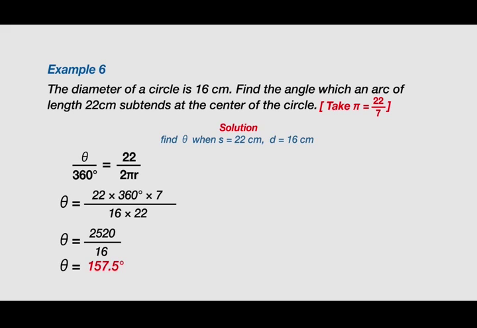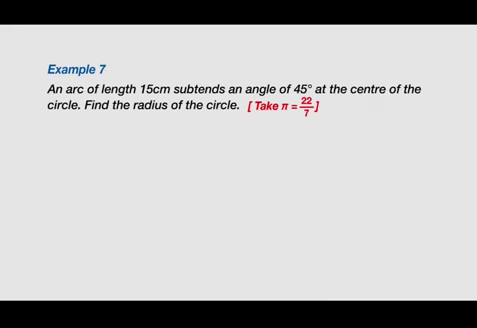The next example, example 7, says an arc of length 15 centimeters subtends an angle of 45 degrees at the center of a circle. Find the radius of the circle and take pi to be equal to 22/7. Now, we want to find the radius. We are given that S is equal to 15 centimeters and theta is equal to 45 degrees.